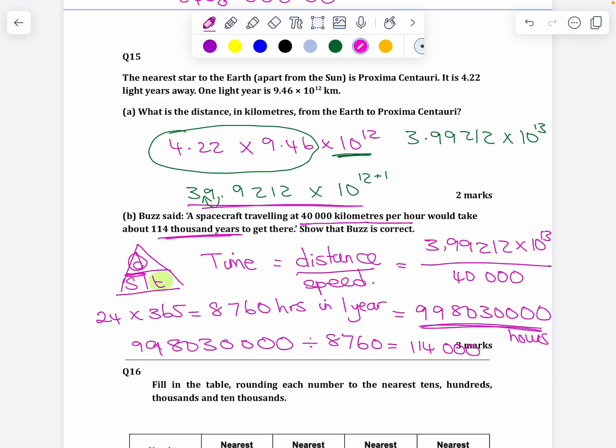So let me just quickly tell you where you get the marks. You got 1 mark for finding out how much time it took, so this calculation here. Then you got the second mark for finding out how many hours in 1 year, and then the last mark for doing the final calculation.